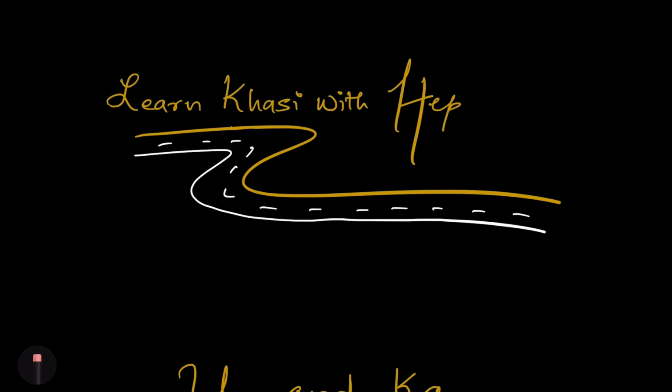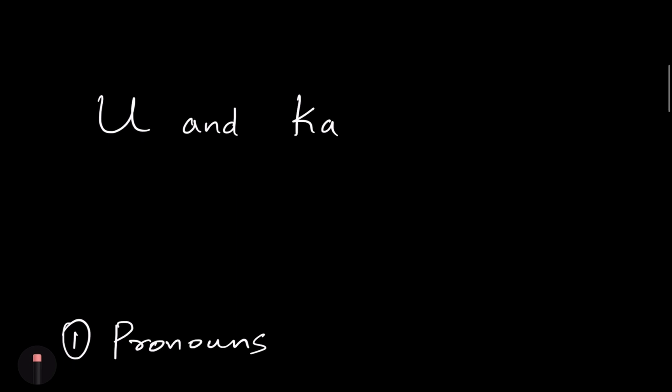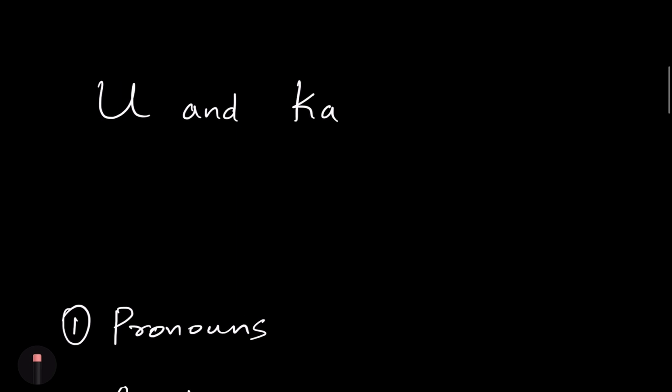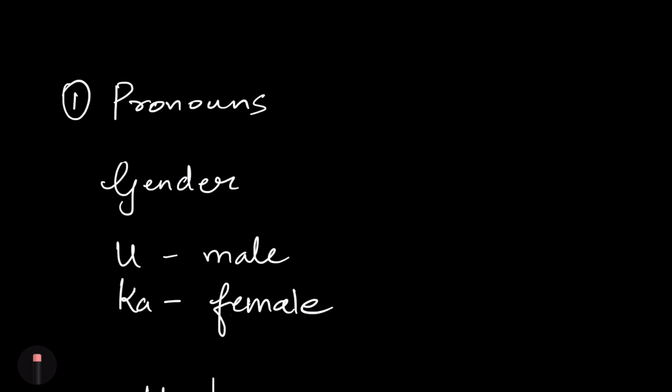And today we shall learn about U and Ka. In Khasi, there are actually two types. One is a pronoun, another one is a determiner. When it comes to a pronoun, U stands for he, and Ka stands for she.